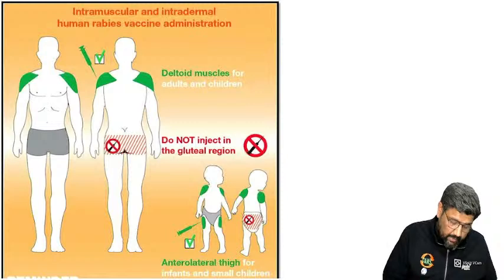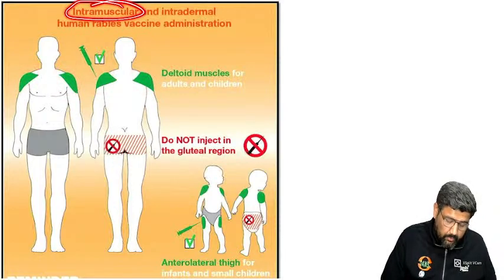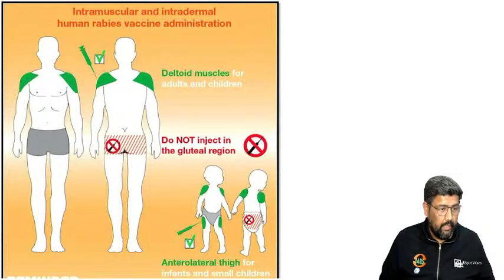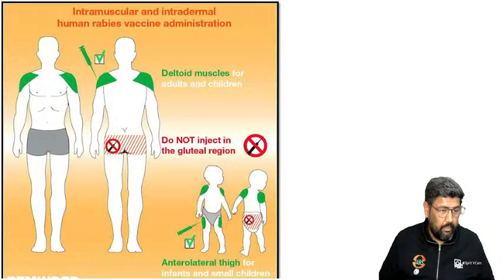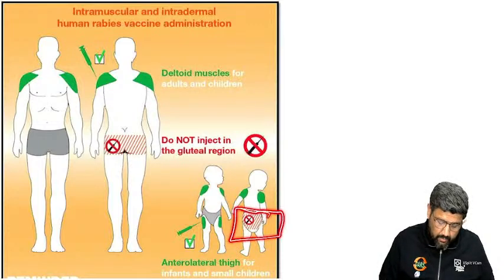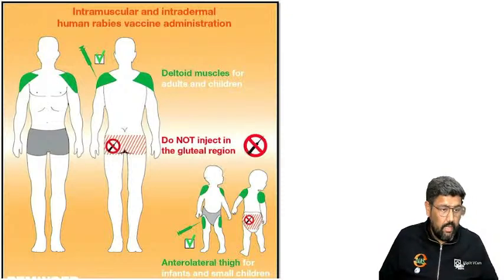Now, this is the image which I want to show. This site can be used if it is intramuscular or intradermal. Deltoid should be used. If it is a child, anterolateral thigh can be used, but never ever the gluteal region, right? Gluteal region, never.